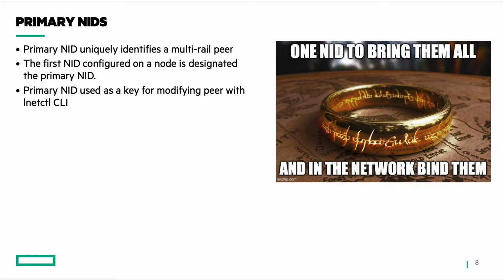The first NID that is configured on a node is designated the primary NID, but it's important to understand that there isn't anything otherwise special about that particular interface. The term primary NID doesn't mean that that interface is special or preferred for traffic. It is simply a convenient way to get a unique identifier for an LNet peer. So you can kind of think of it as being equivalent to a UUID or a hostname or something like that. The primary NID is also used as a key for modifying peer definitions when using the LNetCTL command line interface.